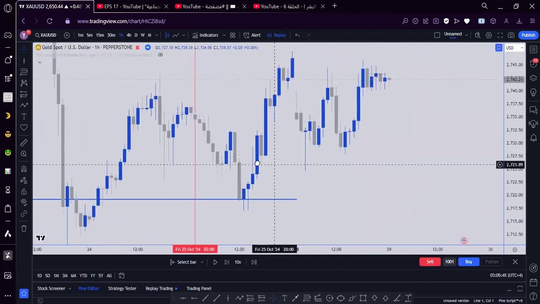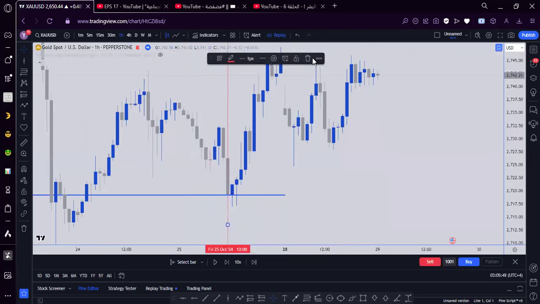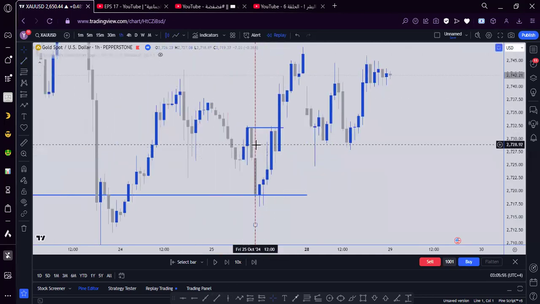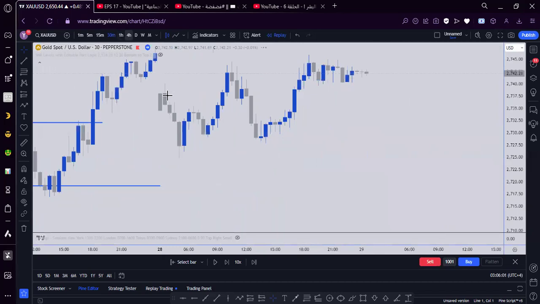On the 1-hour time frame, this is daily reject daily. This example is very complicated, or the confirmation is not clear. The confirmation is not clear. So let's check the confirmations on the lower time frame.